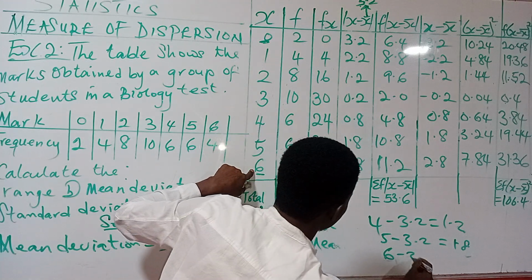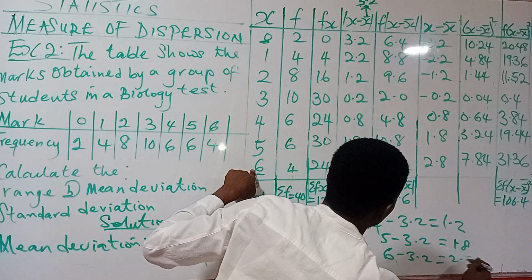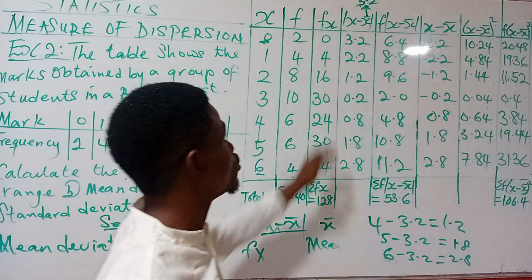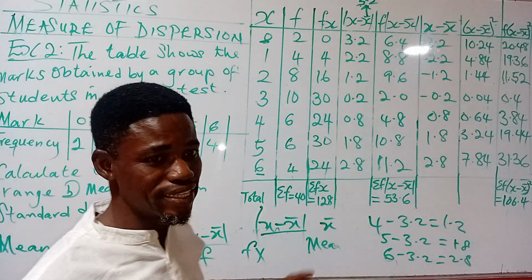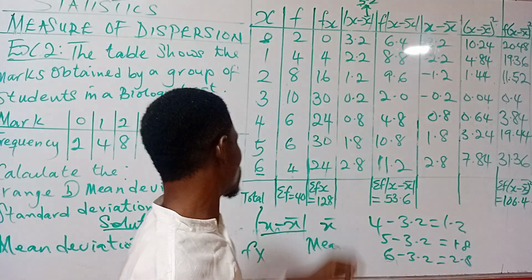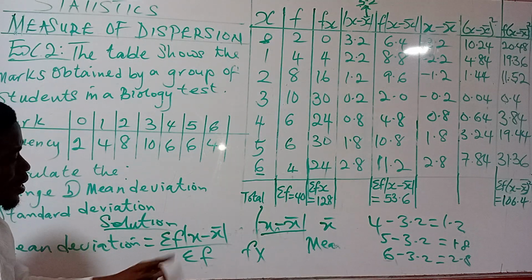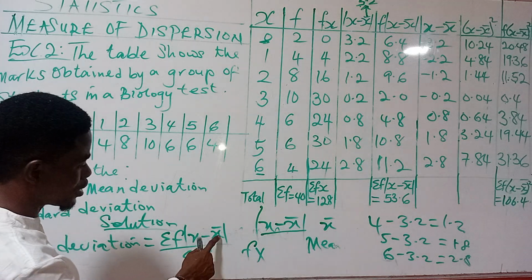6 minus 3.2 is equal to 2.8. So that is how we obtain this one. When you are talking about the absolute value, you need to remove those with negative signs. Okay, then you have this one. Then what is the next thing? There's f here, which means that we need to multiply this absolute value of x minus x bar by what?